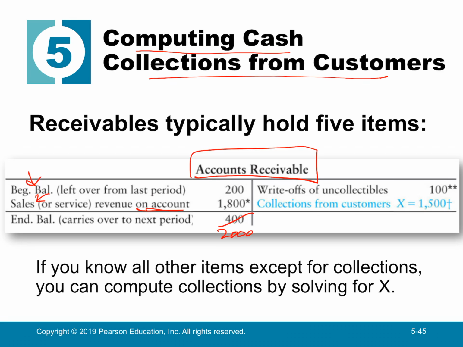So because it's only 400, we can look here and we see that we have a write-off of uncollectibles of 100. And then the remaining balance must be amounts that we collected from customers. So we don't have 2,000, we have 400. Why? Because this 1,600 here came from $100 worth of writing off uncollectibles and 1,500 collecting from customers. So if we know everything else, we can solve for X.